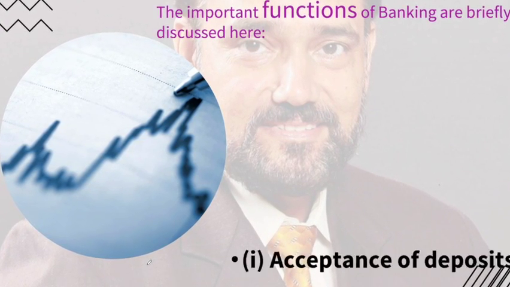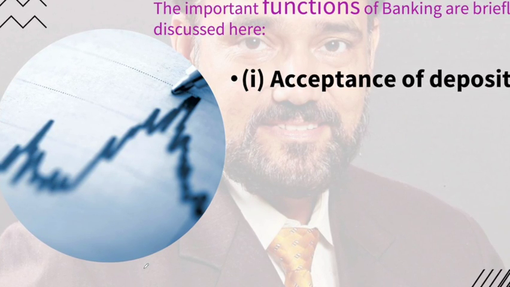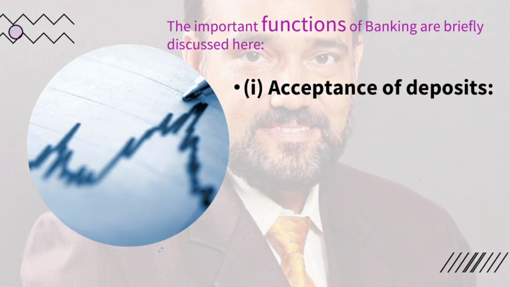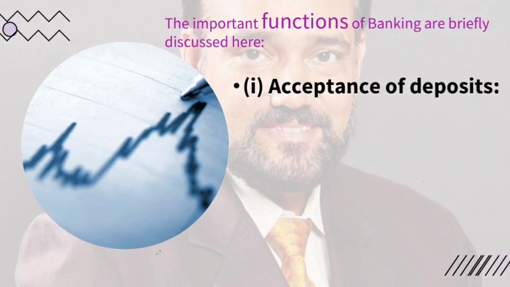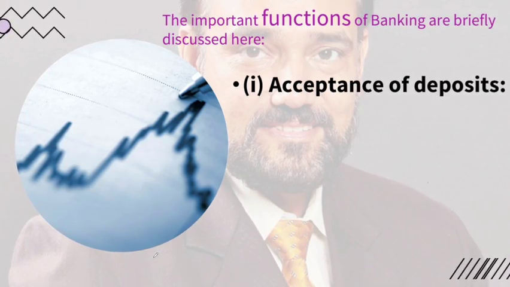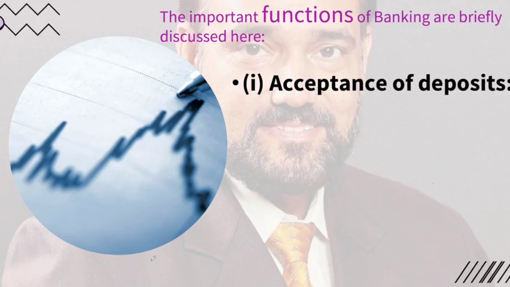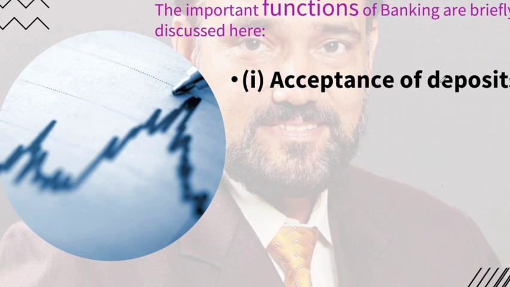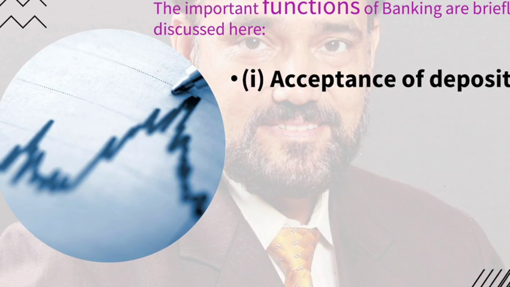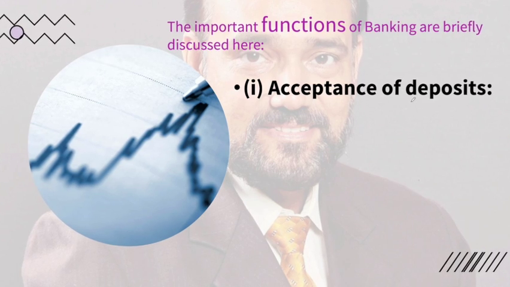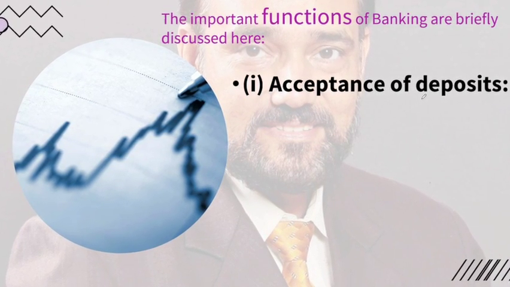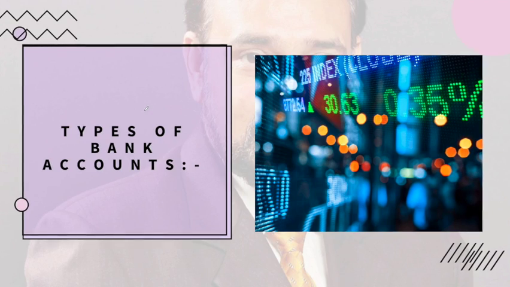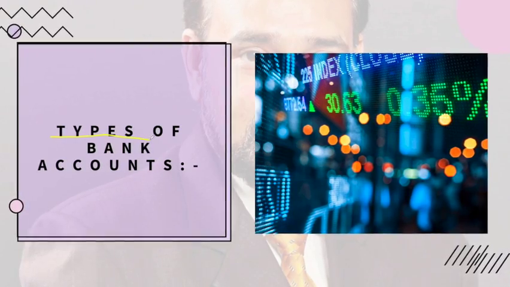The first one is acceptance of deposit. The bank accepts the deposit from the public, we all know it. So the people deposit their money as per their convenience and capability in different accounts. Now let us discuss what are those different accounts in which people can deposit their money. Through this function, acceptance of deposit, we would be discussing the different types of accounts also. So now let us talk about the different types of bank accounts.